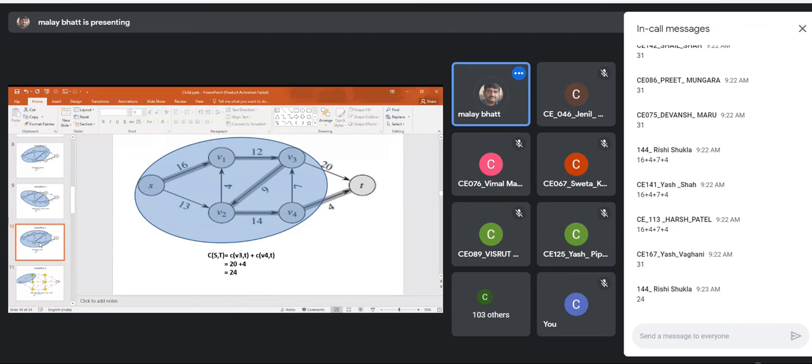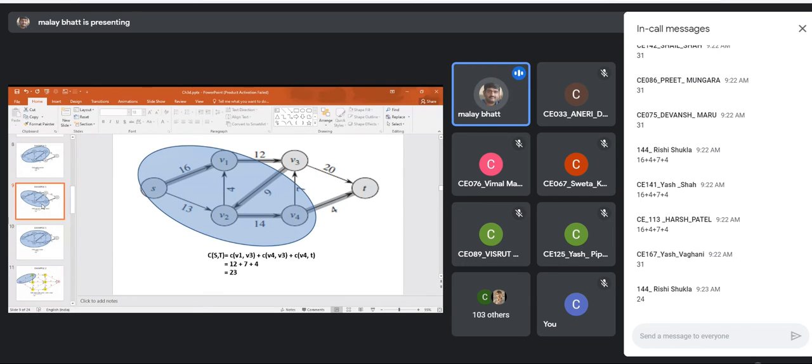So here you can see that the value is 24, if you consider S, V1, V2, V3, V4 all in one group. So you can see that if you try all the combinations, we are getting the answer as 23. That is the minimum cut.